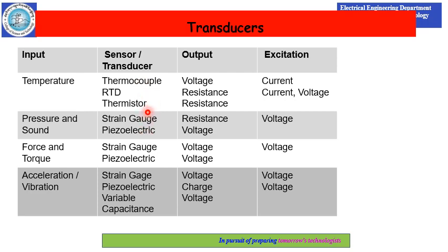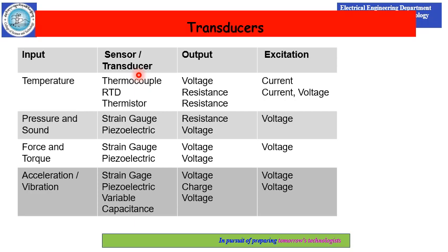The second type of transducer that's used to measure pressure and sound is the piezoelectric transducer. Like the previous one, the piezoelectric transducer will take pressure and sound as input, and that pressure and sound will then generate some sort of voltage. That voltage will be output in the form of voltage as well. So this voltage will be measured by the piezoelectric transducer and will indicate the change in pressure and sound.